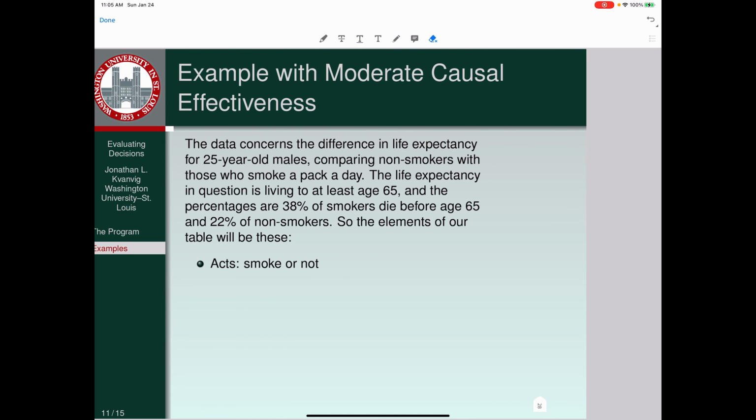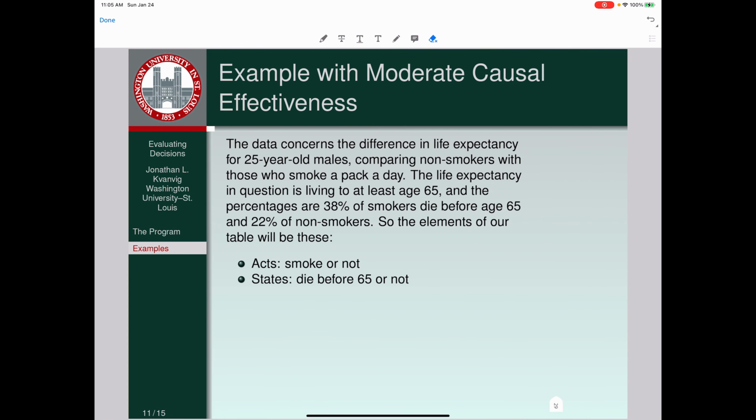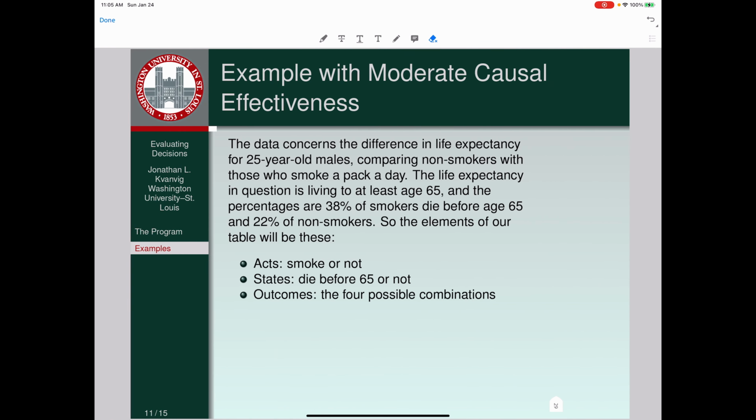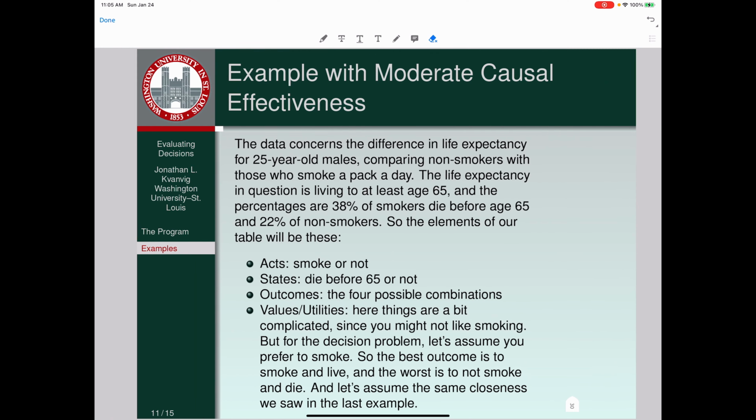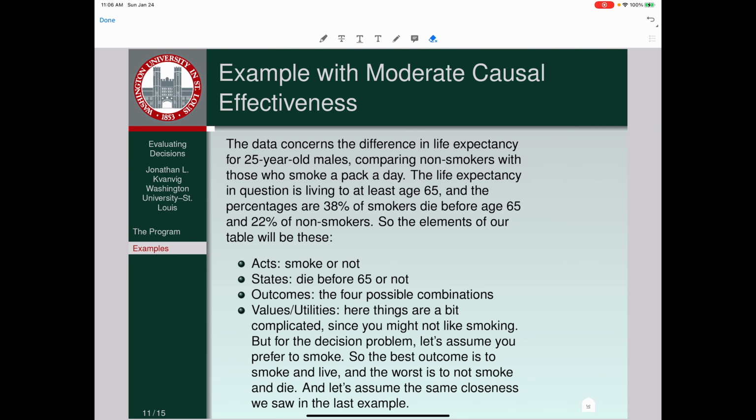So we build a table. Our two acts are to smoke or not to smoke. The states of the world are die before 60 or not. So we get a little matrix with 4 possible combinations. Now, in our outcome spaces, we have to say something about values or utilities. We don't know the monetary values, so let's try to estimate utilities here.